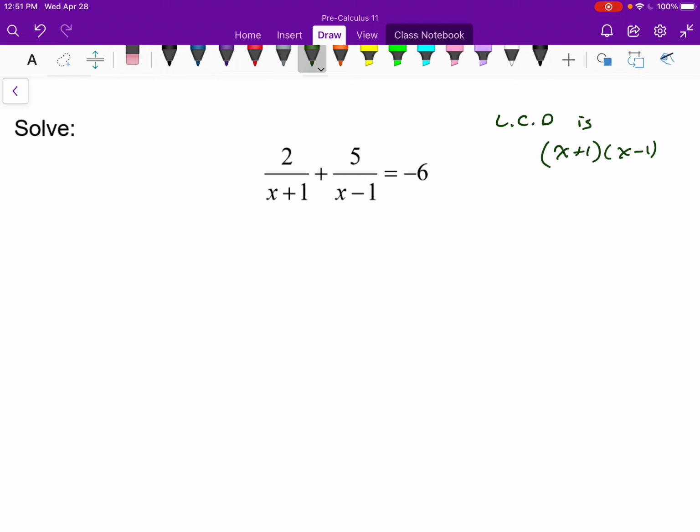And yeah, it'll look a little bit messy. So x minus 1, x plus 1, x minus 1, x plus 1, and I have to do it to everything, or else it's not balanced.